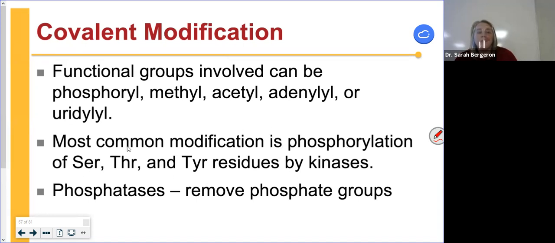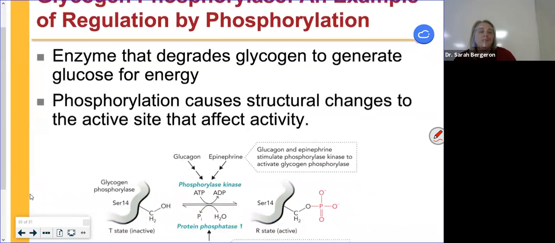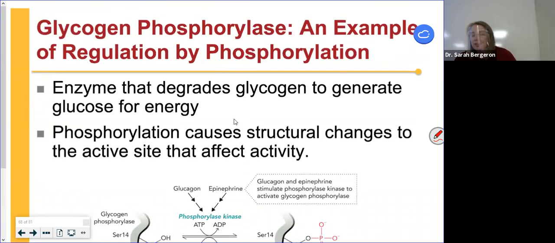And remember, you have 3 residues that are preferably phosphorylated. Why? Because they have alcohol, they have OH groups, right? And so those are kinases that do that. And then we have phosphatases that remove it. So if you look, this is like the prime example of phosphorylation controlling an enzyme.